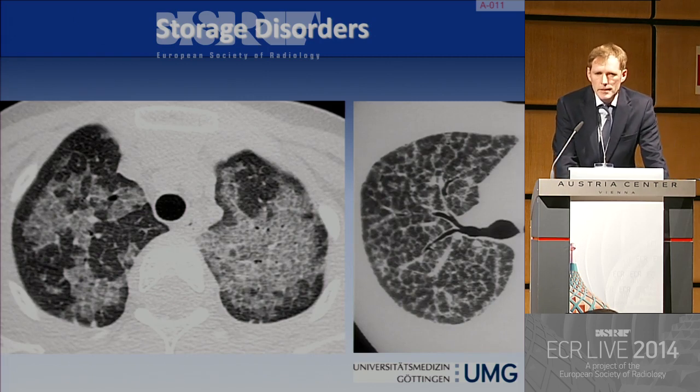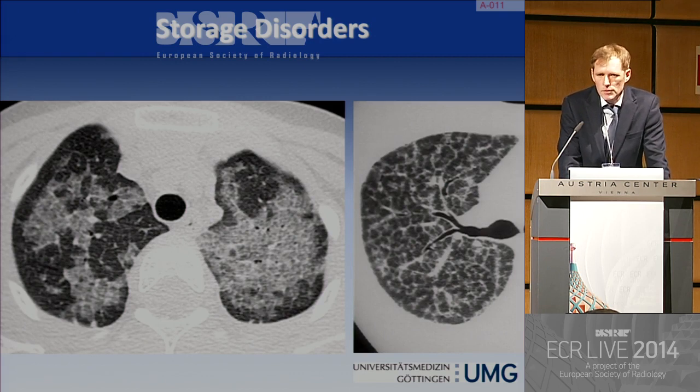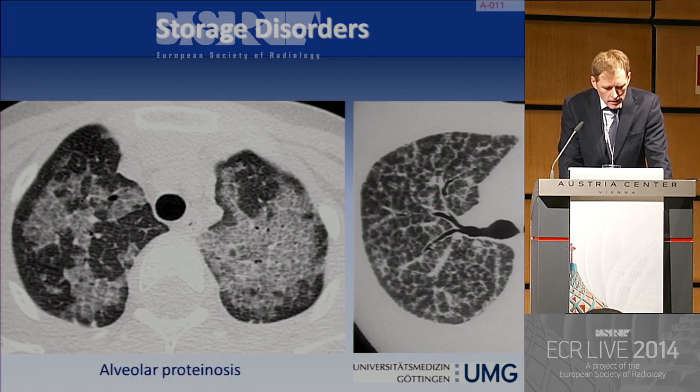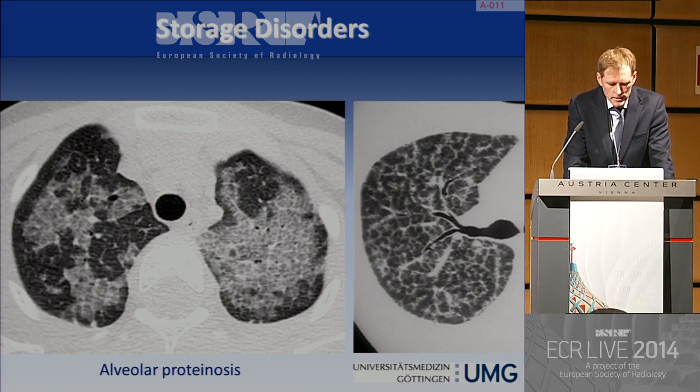Truly, honestly, most of these patients will come to you with a storage disease diagnosis, and you will just confirm that this patient will probably have lung disease in Morbus Gaucher's or otherwise. Alveolar proteinosis is not always primary or isolated, but can be associated with systemic diseases as in these two patients. On the left-hand side, you have this typical crazy paving appearance, but it is not mandatory to have that.